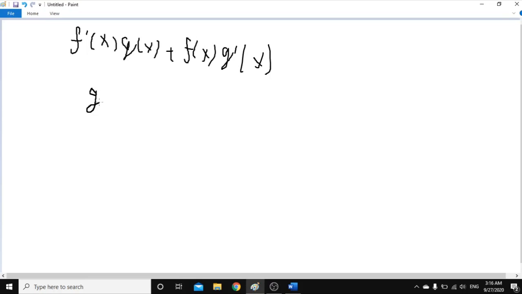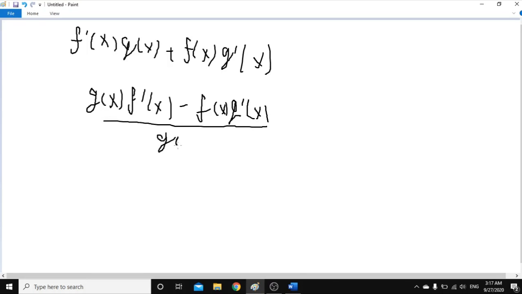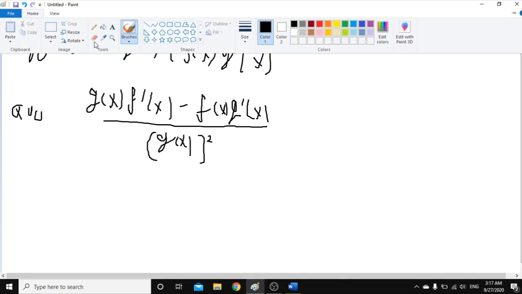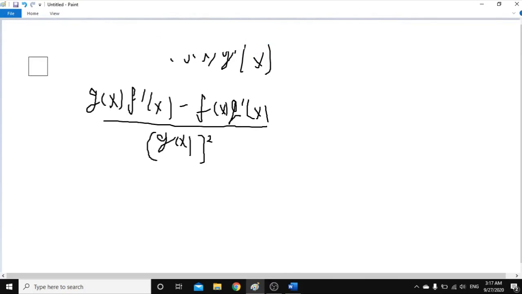The quotient rule is g of x times f prime of x minus f of x times g prime of x over g of x square. So this is the product rule and this is the quotient rule. Pro and co. Keep it like product and quotient rule, okay? Let's make some space here.